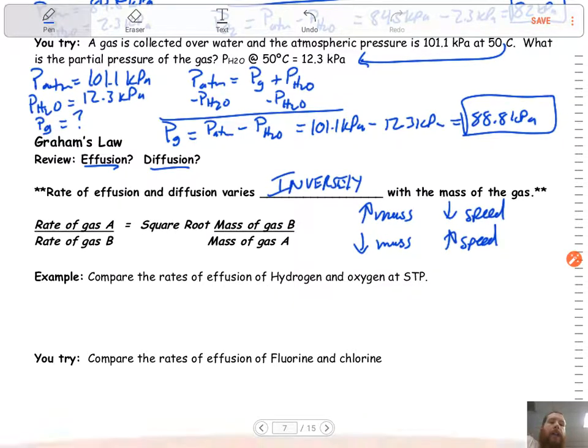And that's what we're looking at here, guys. We're just looking at a ratio, okay? Notice this is the square root, so you've got to make sure that you remember to take the square root of it. So really, just remember, it's the rate of gas A over gas B, and then you flip their masses over here, because it's the inverse.